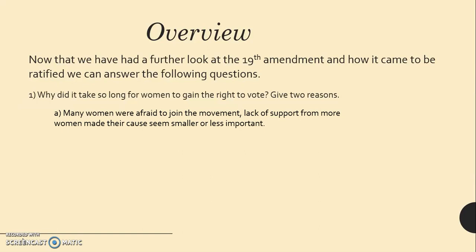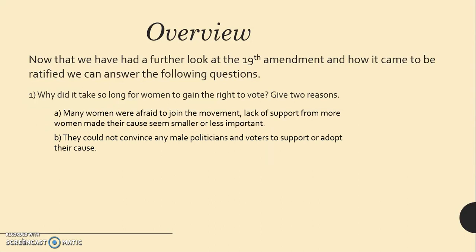So one of the reasons is that many women were afraid to join the movement, and their lack of support from other women made the cause seem smaller or less important. Because fewer women wanted to actually join in the cause, fewer people wanted to help them continue that movement. Number 2 is that they couldn't convince any male politicians and voters to support or adopt their cause. So it wasn't until the 1900s that they really started to gain that momentum and start to convince people to join their cause and help them change the world and gain these rights that they were looking for.